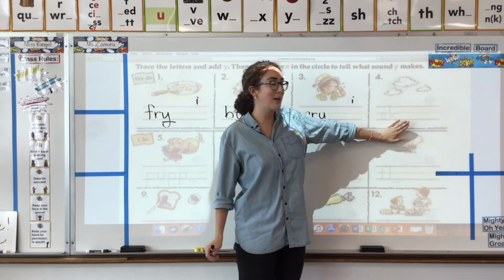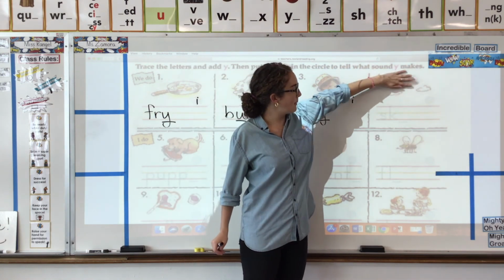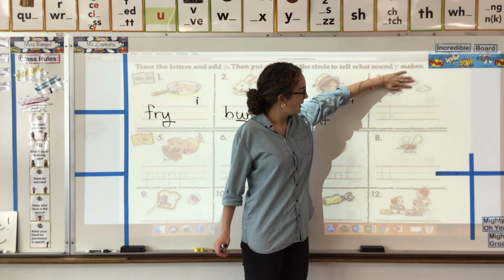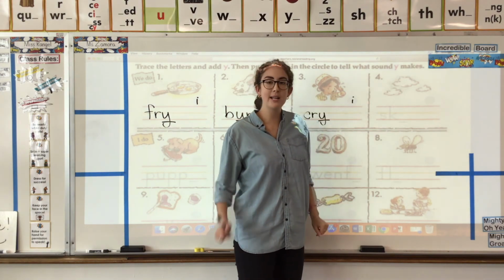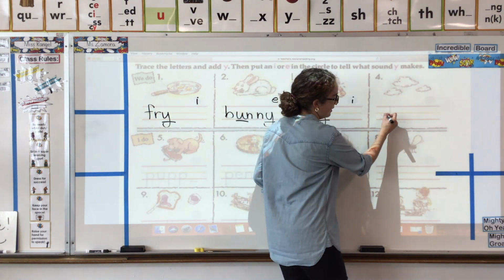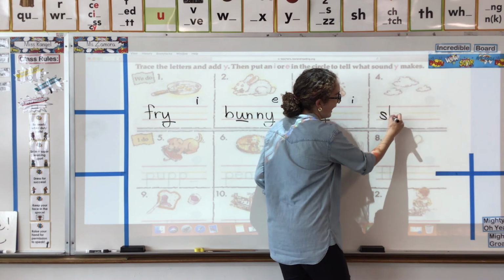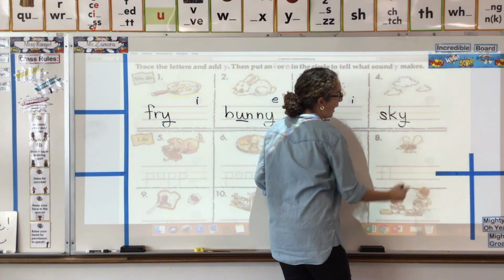Okay, last one. Let's look at this last word over here. Remember, try not to look at the picture. Can we go ahead and write out this word? Add the Y at the end. Write the whole word. S-K-Y.